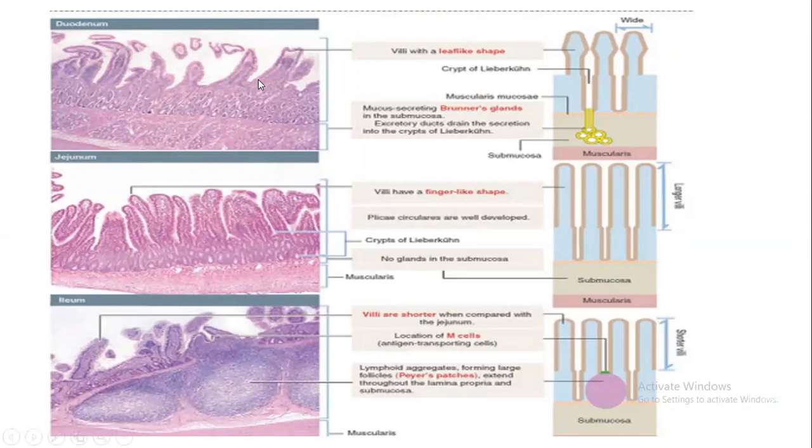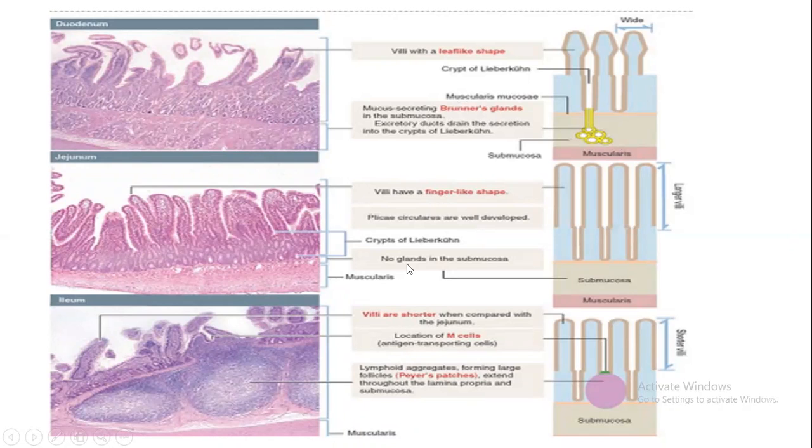So you have a question: give the histological differences between the duodenum, jejunum, and ileum. First of all, you must know the difference in the villi, which are the mucosal outgrowths. Villi are leaf-like in duodenum, finger-like in the jejunum, while club-shaped and shorter in the ileum. Next, you must know that Brunner's glands, the mucus-secreting glands, are present only and only in the submucosa of duodenum. Duodenum is filled up with these submucosal glands known as Brunner's glands. They're not seen in the jejunum and ileum.